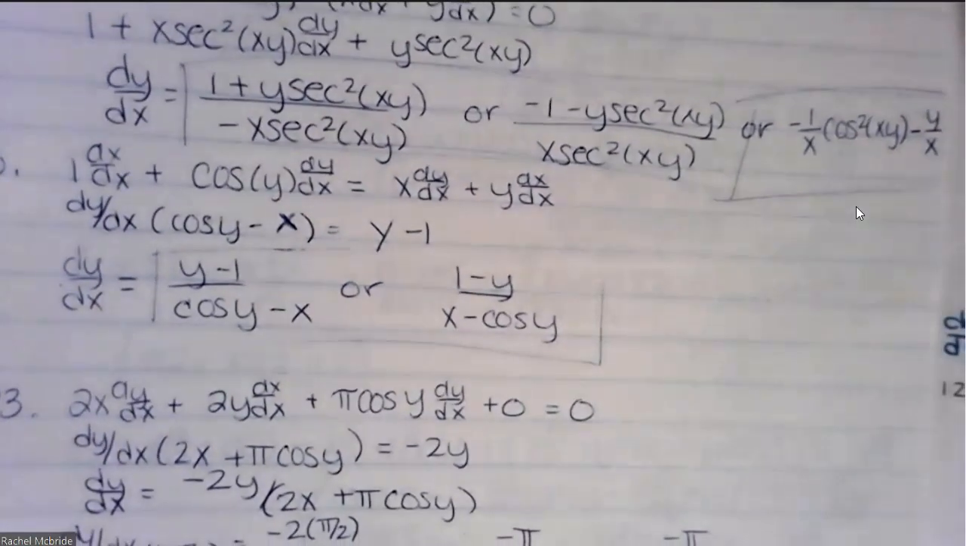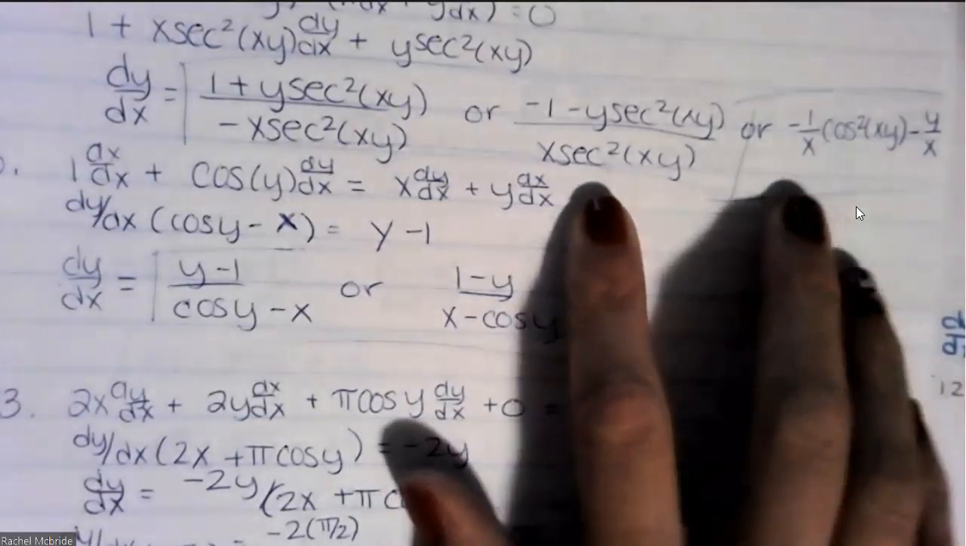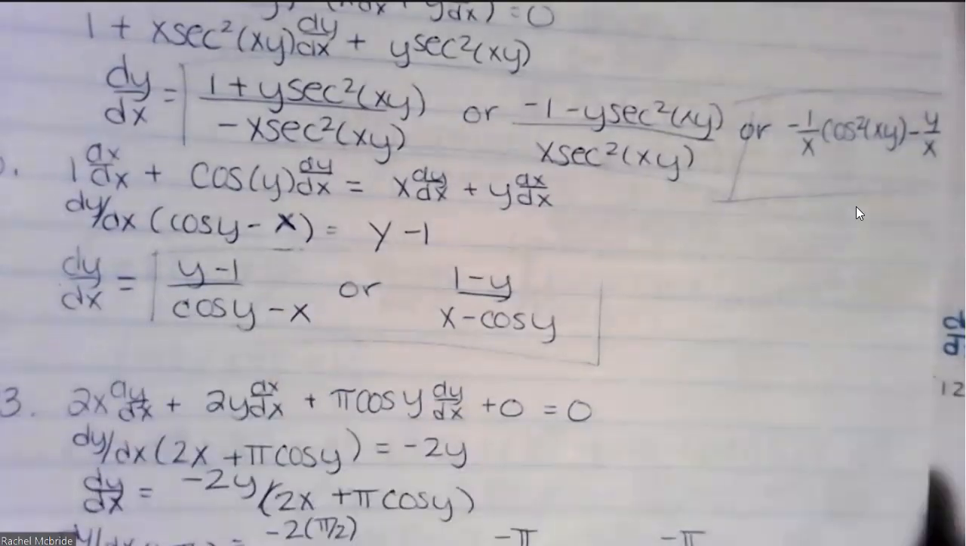So again, there's your final answer for 7. You could have had either of these. I would have accepted both. And then over here is number 8.